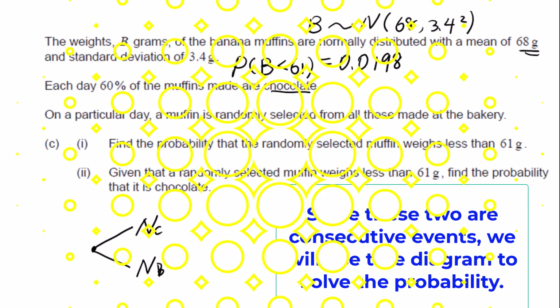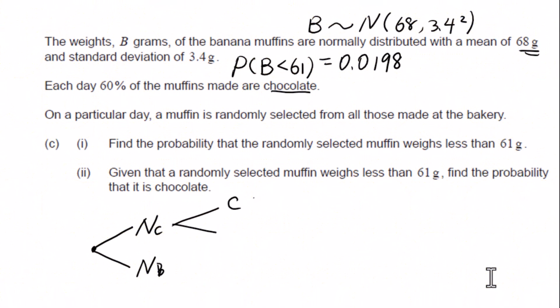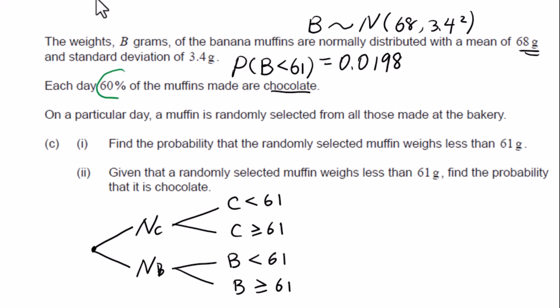We will use a tree diagram for all muffins, chocolate or banana muffins. For chocolate muffins, the weight is less than 61, or the weight is greater than or equal to 61. For banana muffins, the weight is less than 61, or greater than or equal to 61. 60% of muffins made are chocolate, 0.6. Then 40% of muffins are banana.